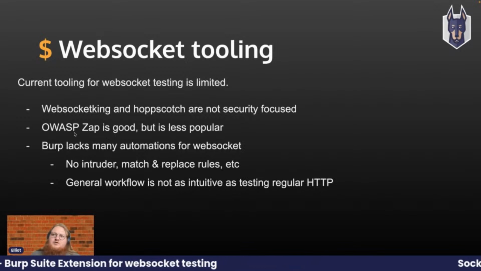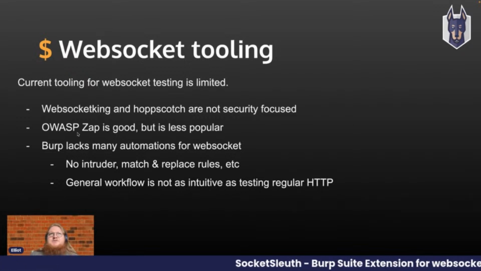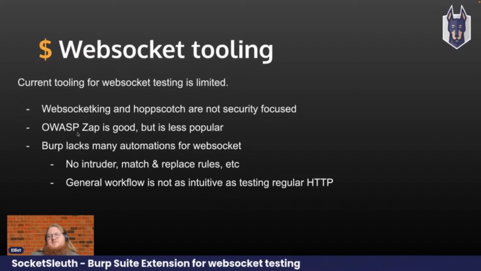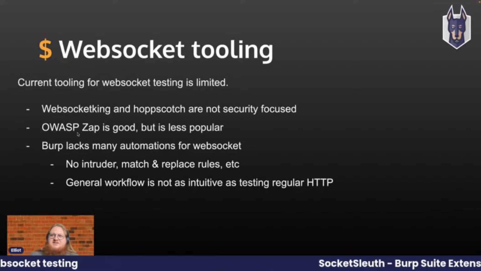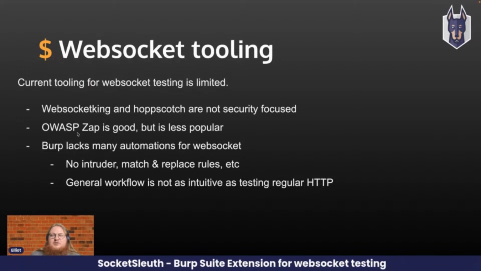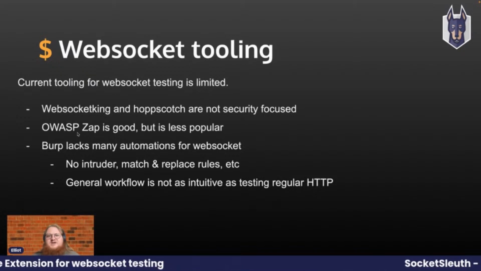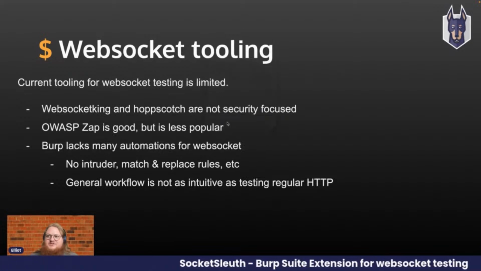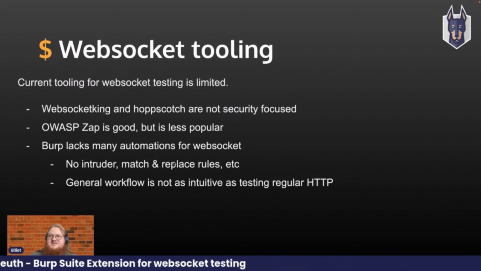And then we have OWASP ZAP, which is a great proxy, but it's not as popular as Burp Suite, so not as many testers are using it. And with that, there aren't as many people writing extensions for ZAP in comparison to Burp Suite. But the problem with Burp Suite is that it currently lacks some of the automation features for WebSockets. When we compare the feature set that Burp has for normal HTTP requests, it's not at the same standard for WebSockets. So we don't have Burp Suite Intruder, and the match and replace tools can't be applied to WebSockets.